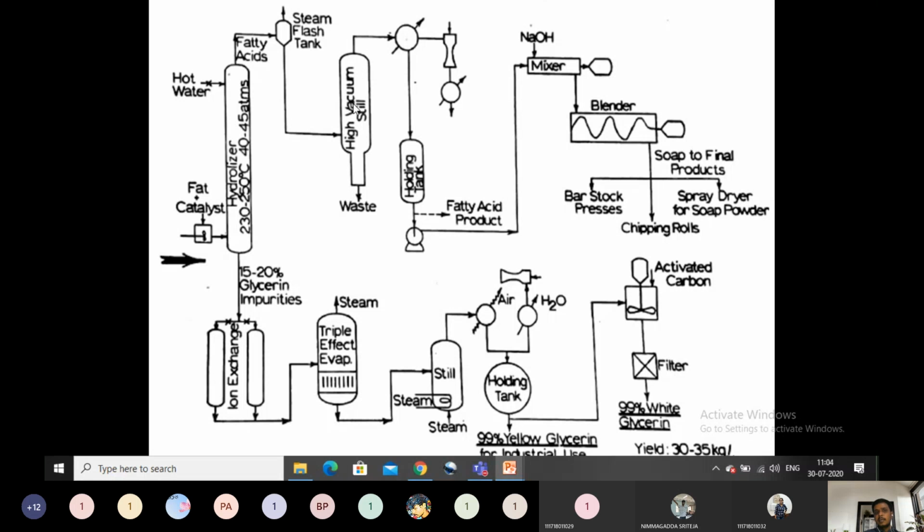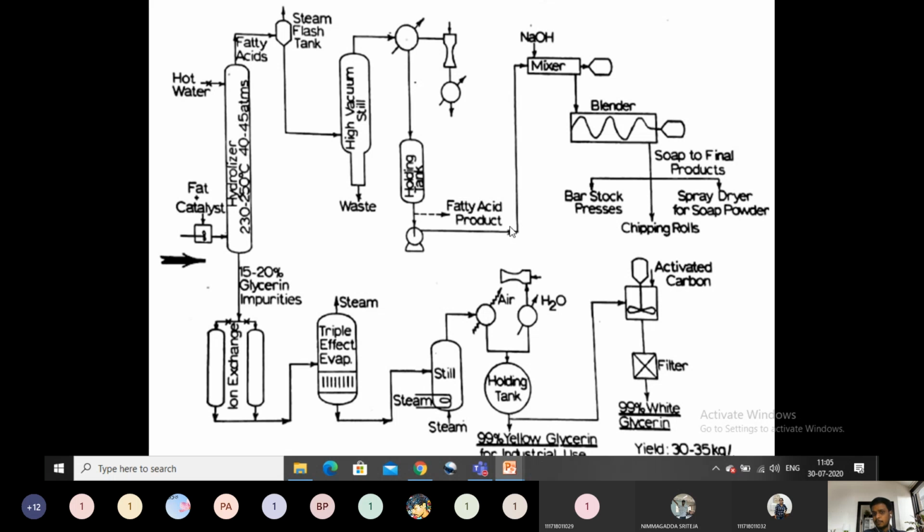Okay, steam distillation. Whatever the off products will be there will be separated out as waste, and the pure fatty acids will be sent to the holding tank or a storage tank. If you want these fatty acids for other purposes like biodiesel or some biofuel manufacturing units, we can sell these fatty acids to other manufacturing units like biodiesel plants or biofuel manufacturing plants. We can commercialize these fatty acids.